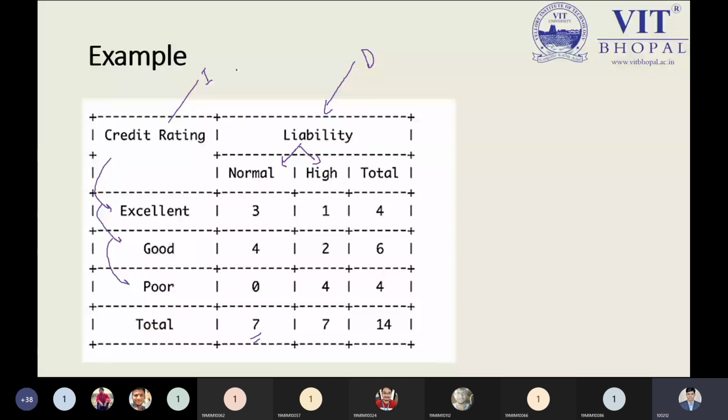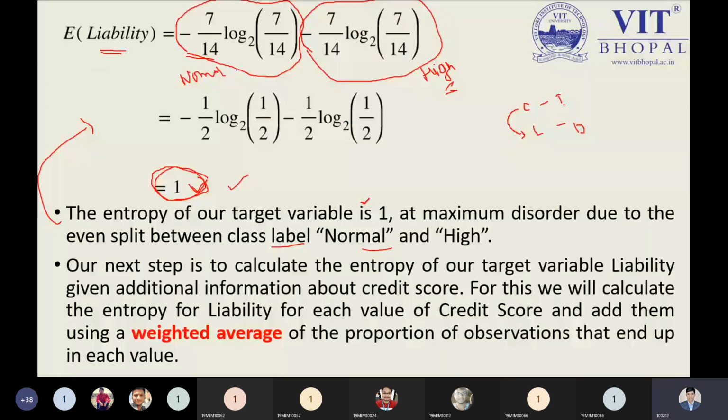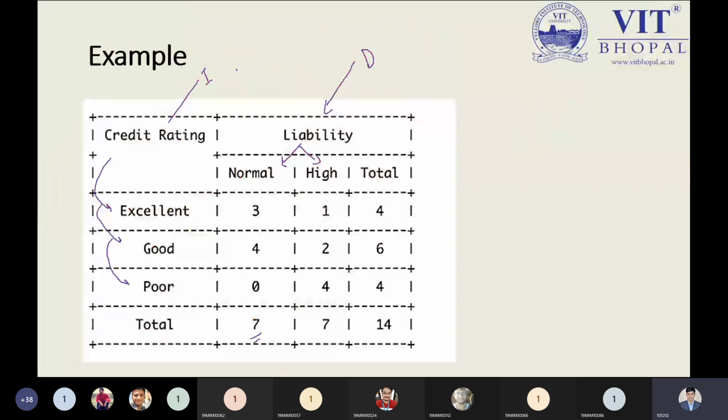So first we will calculate the liabilities entropy. If we are getting one, then we can say the liabilities have an entropy of one. So no expansion of the liabilities variable is required. Now what is the next factor, the independent variable we have over here? On that we need to expand our information.